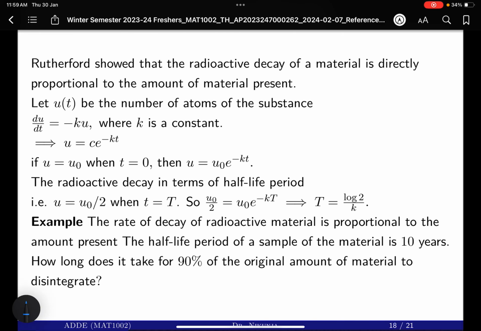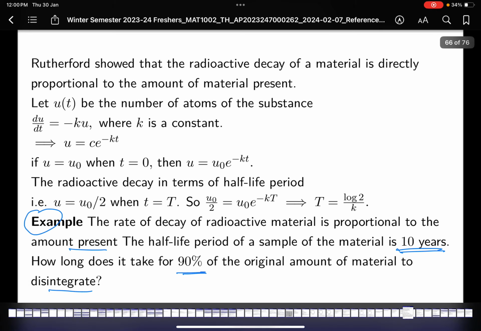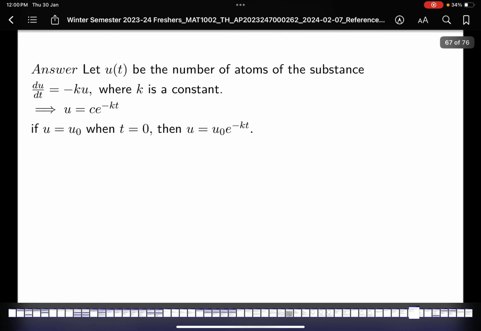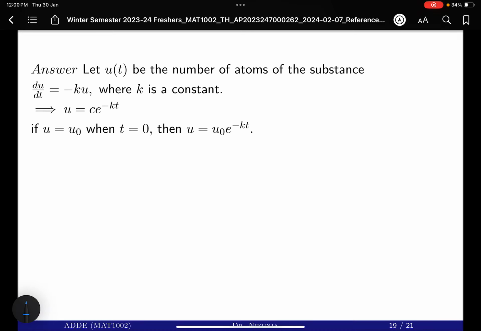Now one question you should take here, from radioactive decay: the rate of decay of radioactive material is proportional to the amount present. It's already given here. The half-life period of a sample of material is 10 years. How long does it take for 90% of the original amount of material to disintegrate? This is the question. Now again you can write down that main formula, that is du/dt is equal to minus ku.